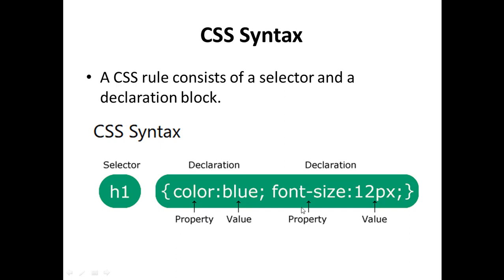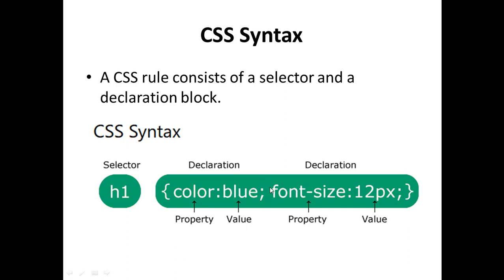Now here, he or she has defined two declarations for the same HTML element. Not just the color has to be blue, the font size has to be 12 pixels. I want you to focus on, first, we are supposed to use the curly bracket, and then color colon the value semicolon. Now here we have a space. I need you to do that.